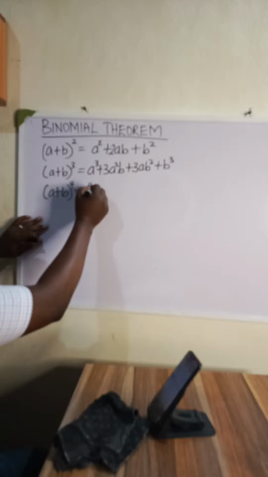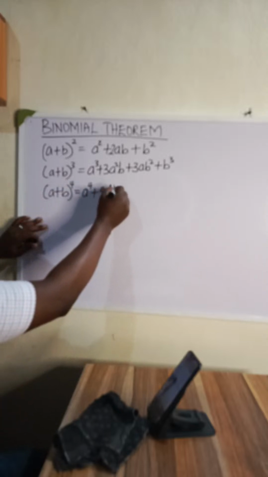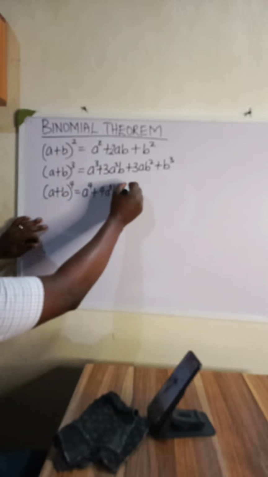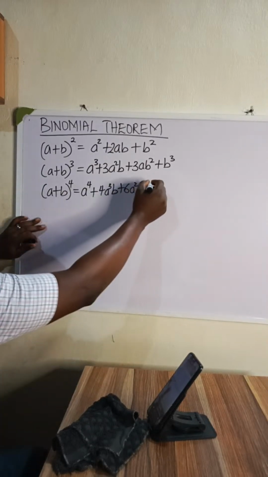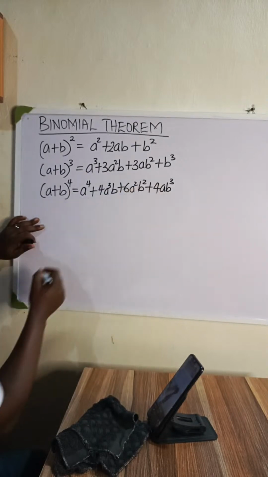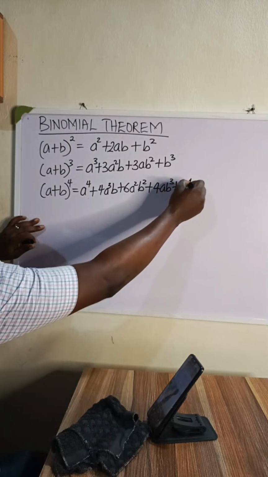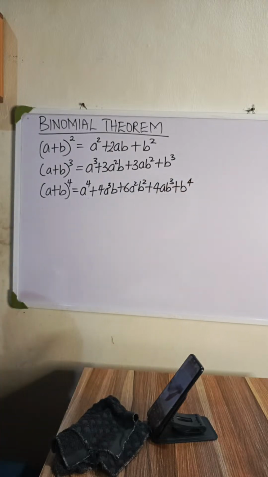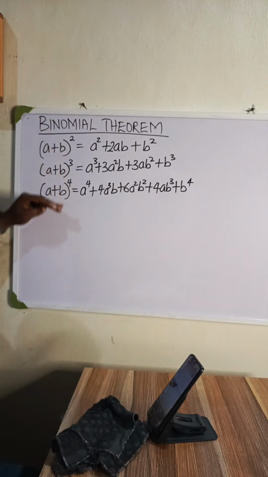So when a plus b is to the power of 4, what we had was a to the power of 4 plus 4a to the power of 3b plus 6a squared b squared plus 4ab cubed plus b to the power of 4. Okay. So this is what we had for these three different situations.